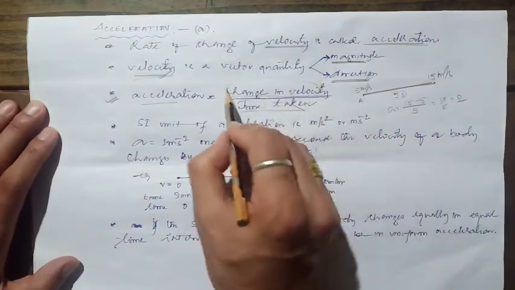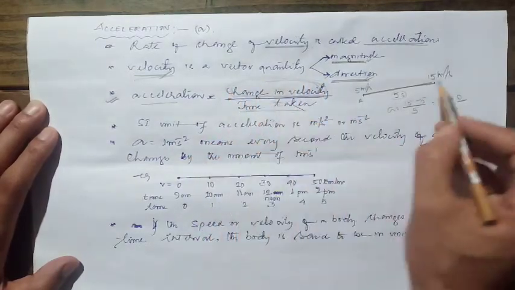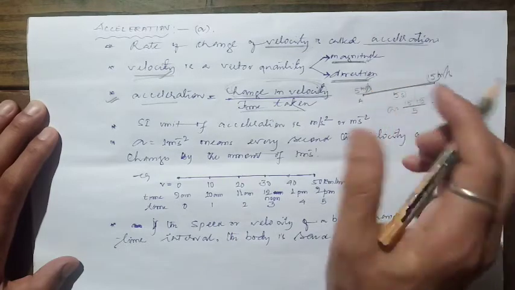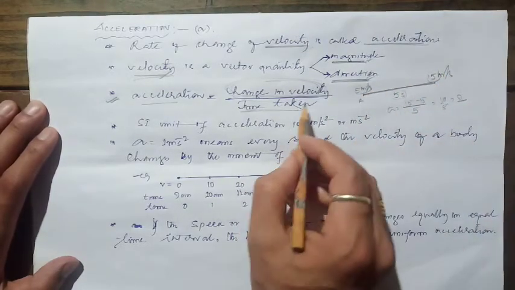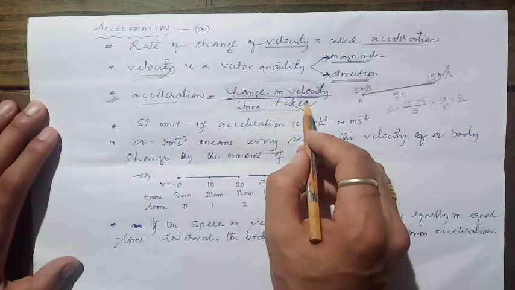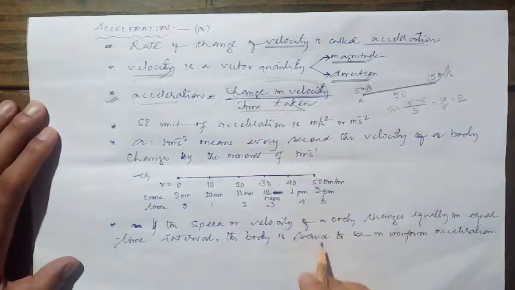So this is how we calculate change in velocity. Final velocity minus initial velocity will give us the change in velocity. And for this change to take place, how much time is taken? The time will be written here. If I simplify this ratio, I'll get the acceleration.